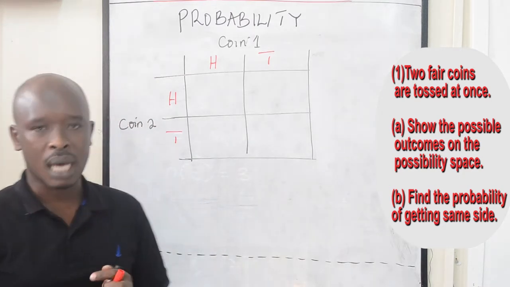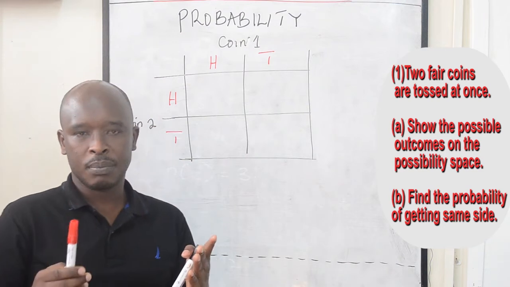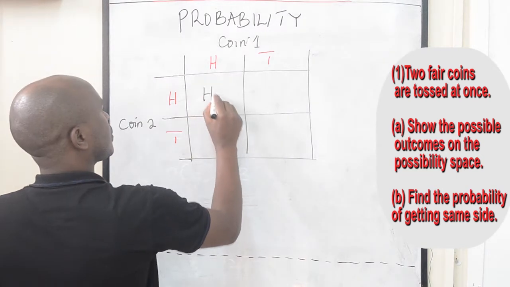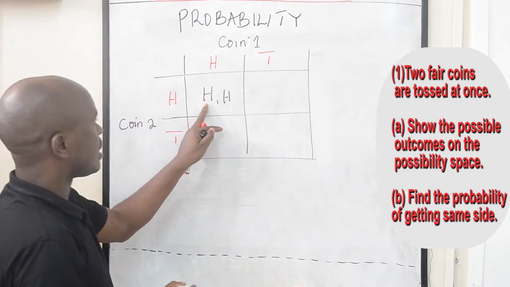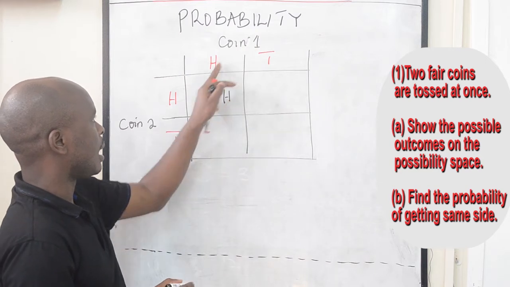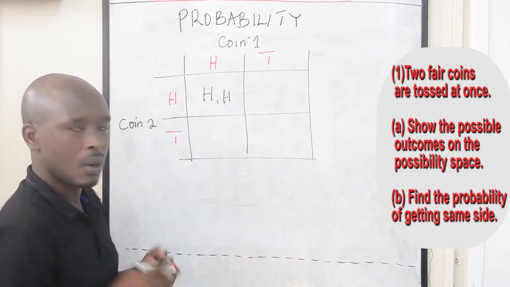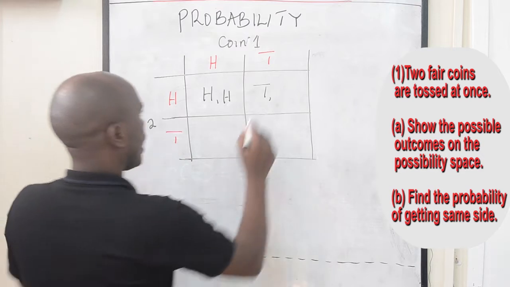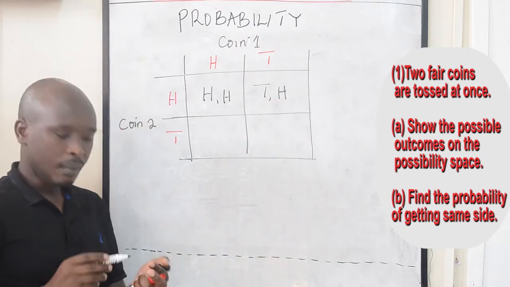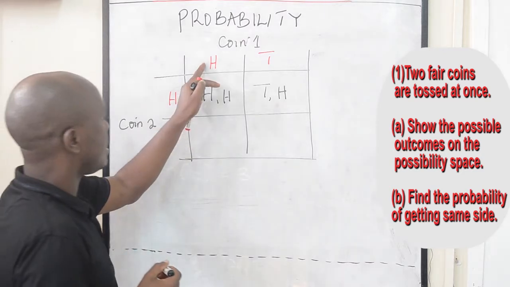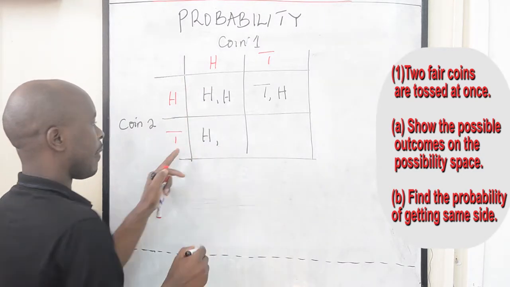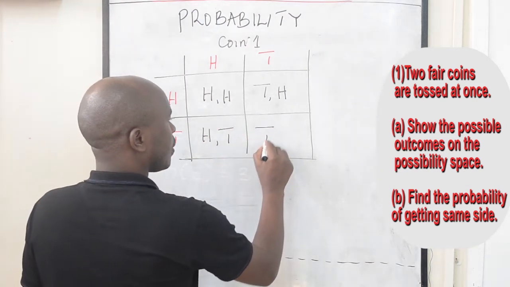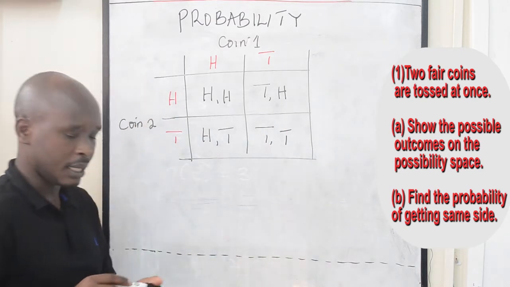So when these two coins are tossed, there is a possibility of having a head and a head. A head on the first coin and a head on the second coin. And it is that setup. Or we can have a tail on the first and then a head on the second. Or we can have a head on the first and then a tail on the second. Or we can have a tail on the first and a tail on the second.